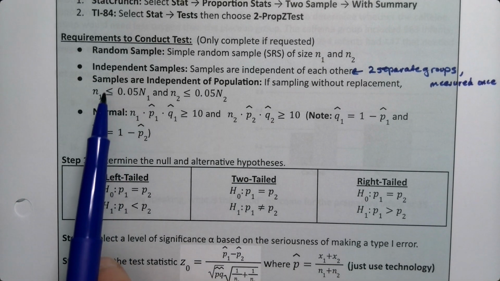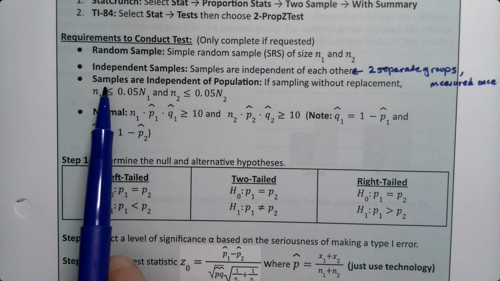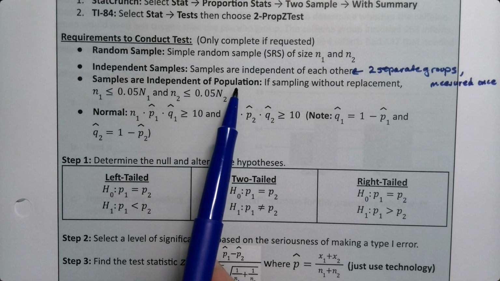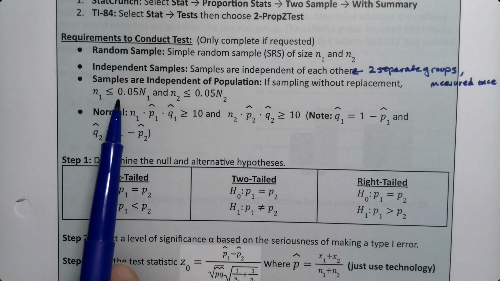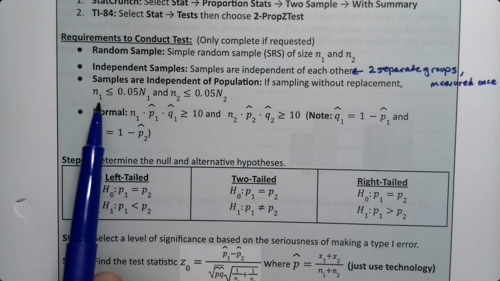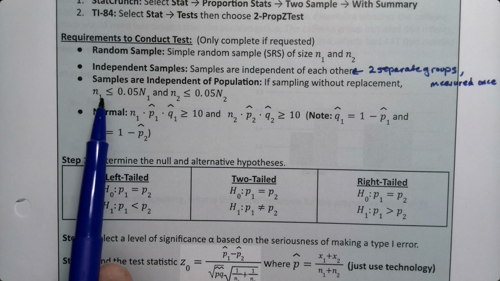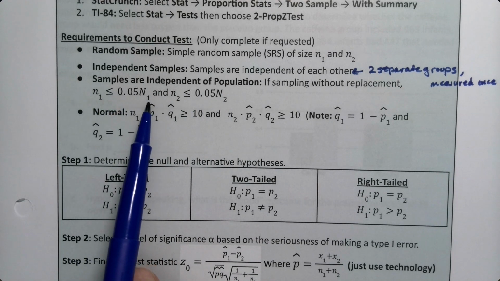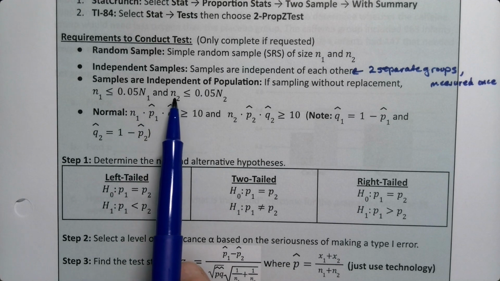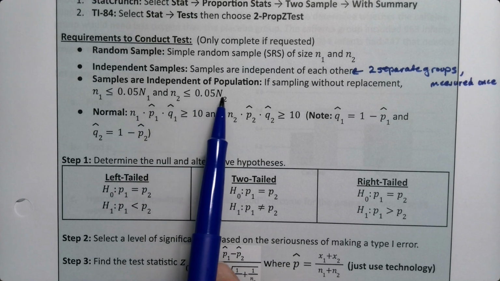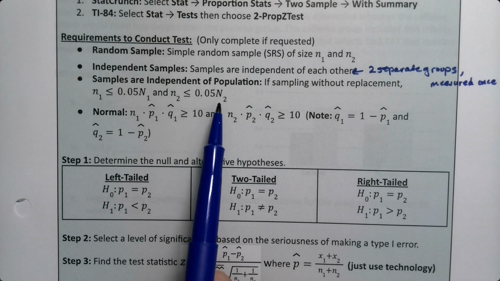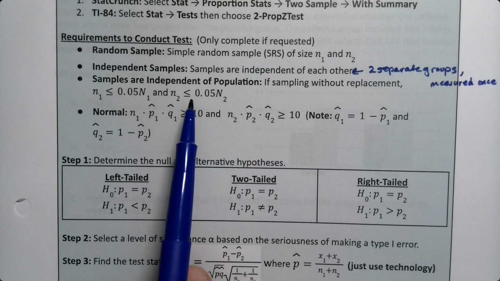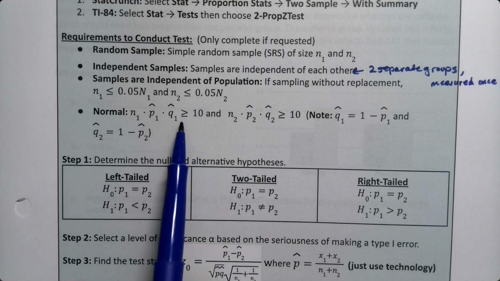And then we've added a little bit here. So we have samples are independent of the population. And we've seen this before, but now we have it doubled because we need our sample size for group 1 to be less than 0.05 of the population size for group 1. And we need group 2's sample size to be less than 0.05 of the population size for group 2. So we're going to have to do those calculations twice. And then normal, same thing.